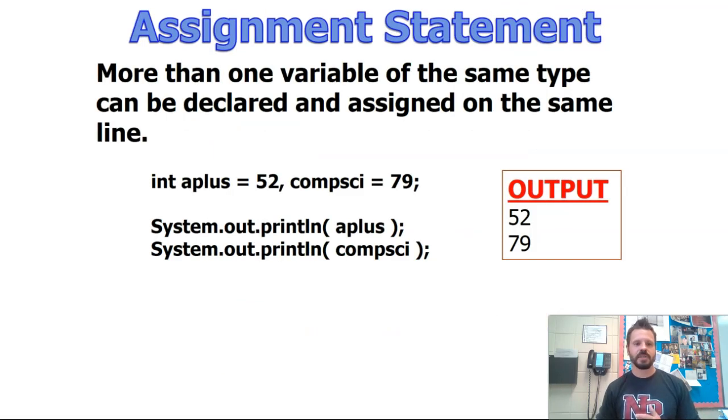And then also, more than one variable of the same type can be declared and assigned on the same line. So for example, if we are declaring and assigning several ints, rather than having int a plus, int comp sci on different lines, I can say int a plus equals 52, comma, comp sci equals 79. That's assuming both of these are int types, and this will only work as long as I'm doing the same type on the same line. When I print those, a plus would give me the 52, comp sci would give me the 79. Just a little way to save some space and maybe make your code look a little nicer.